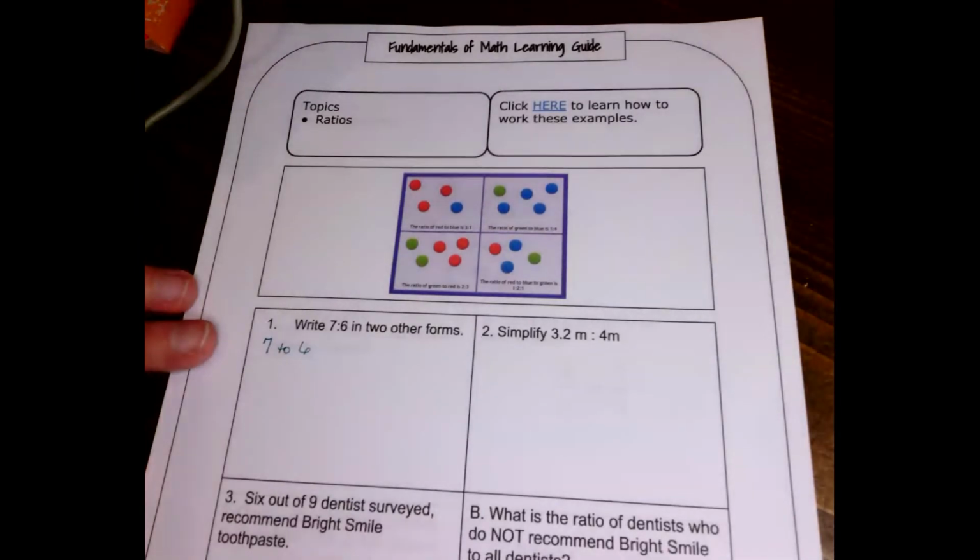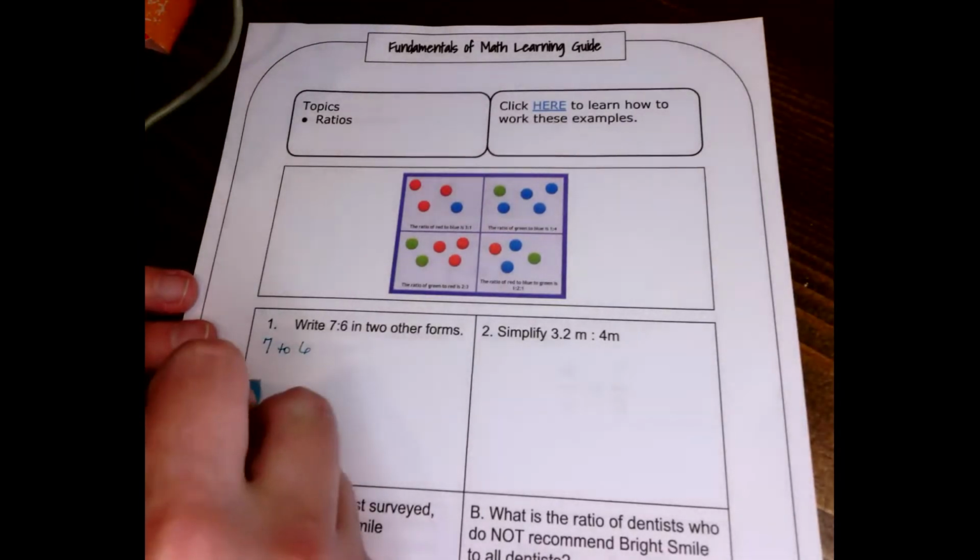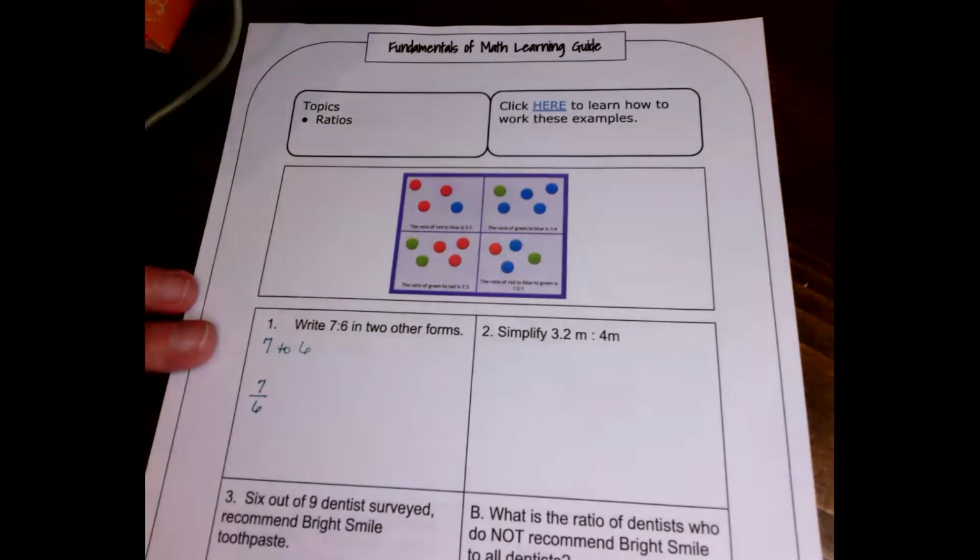The third way we could write it is as a fraction. We could put 7 over 6. And again, we would read that 7 to 6.